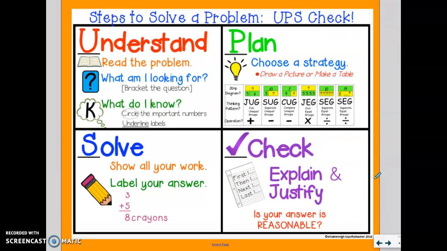Let's do a quick review of our UPS check strategy. Remember, our first step is to understand the problem. So read the problem carefully, bracket your question, circle important numbers, and underline your labels. Then you should have a plan. What strategy, what operations are you going to use to solve the problem? Then you're going to go ahead and solve the problem and always check over your work, make sure it's a reasonable answer.